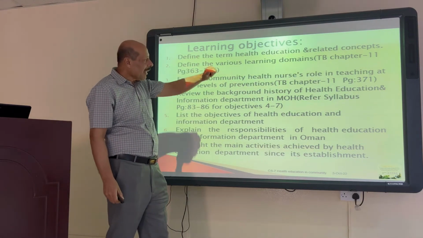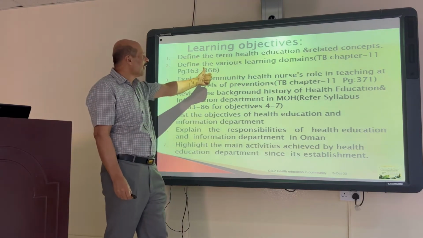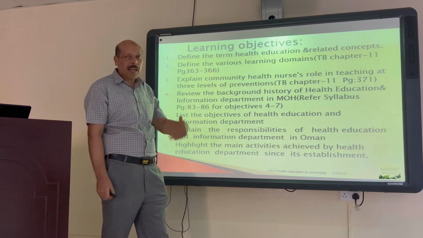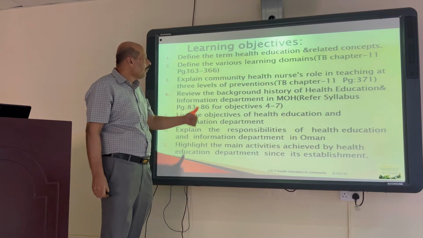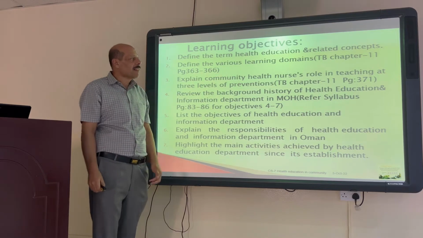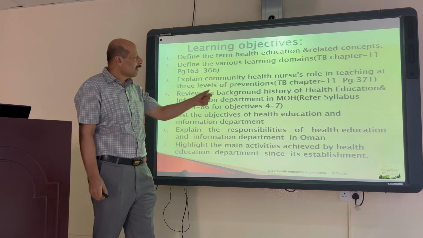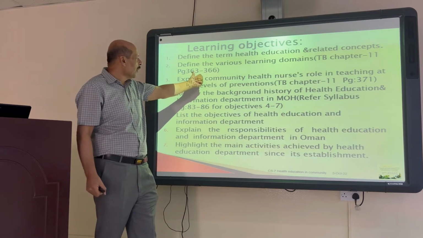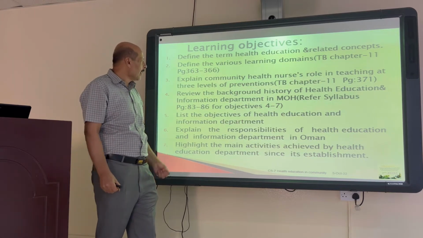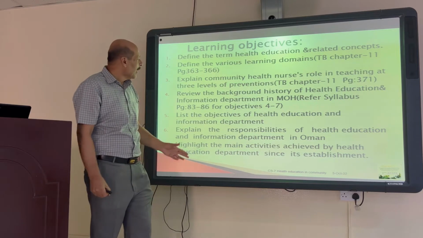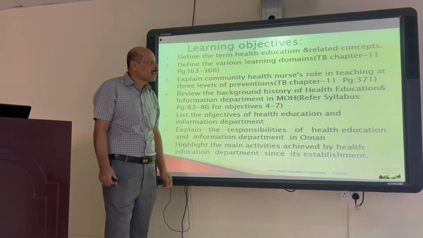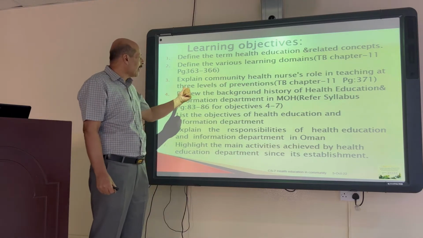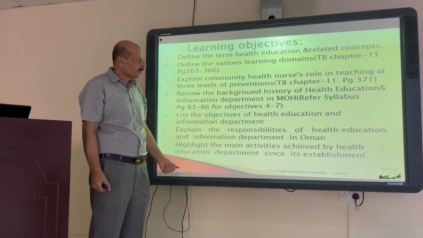So the first objective, we will define the term health education and the related concept, define the various learning domains in chapter 11, which is coming in your textbook on pages 363 to 366. Explain the community health nurse role in teaching at 3 levels of prevention.